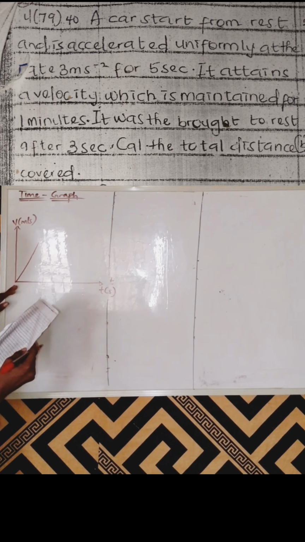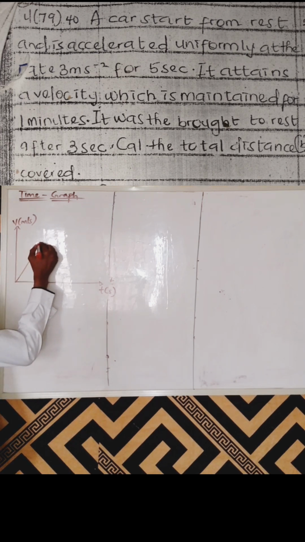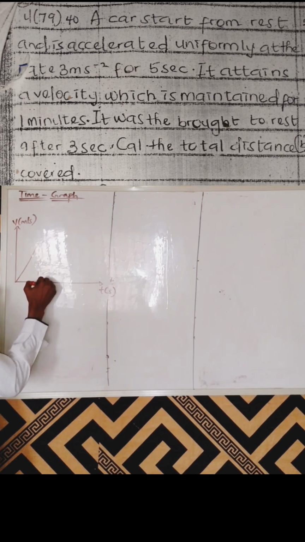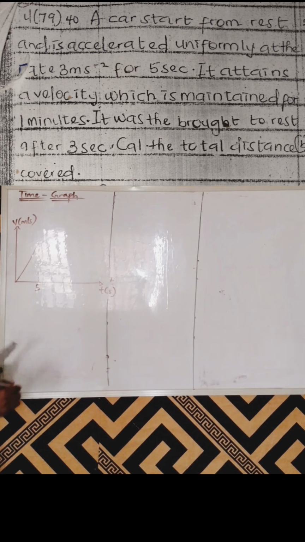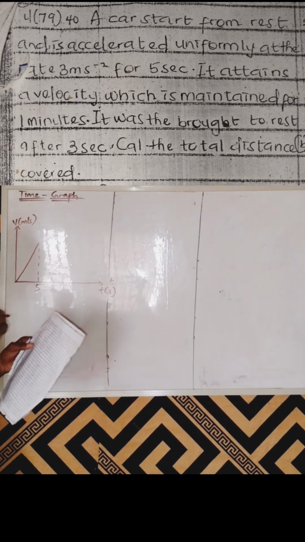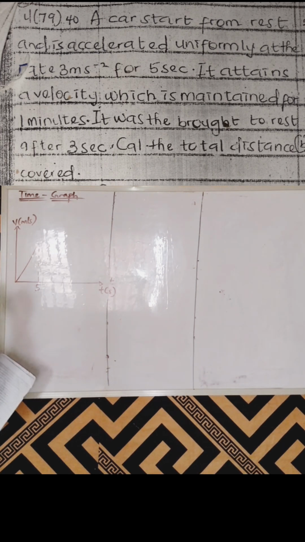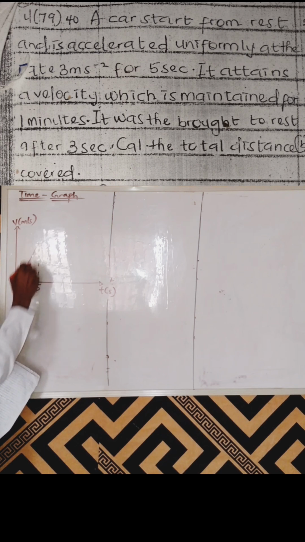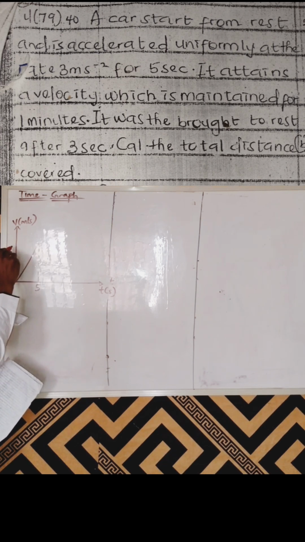A car starts from rest and accelerates uniformly at the rate of 3 meter per second square for what? For 5 seconds. So the time given here is 5 seconds. But I don't have the velocity. It was the acceleration that is given to me. You can see the unit here. That's meter per second square. So that's acceleration. I'm going to use the acceleration and time to find the velocity.